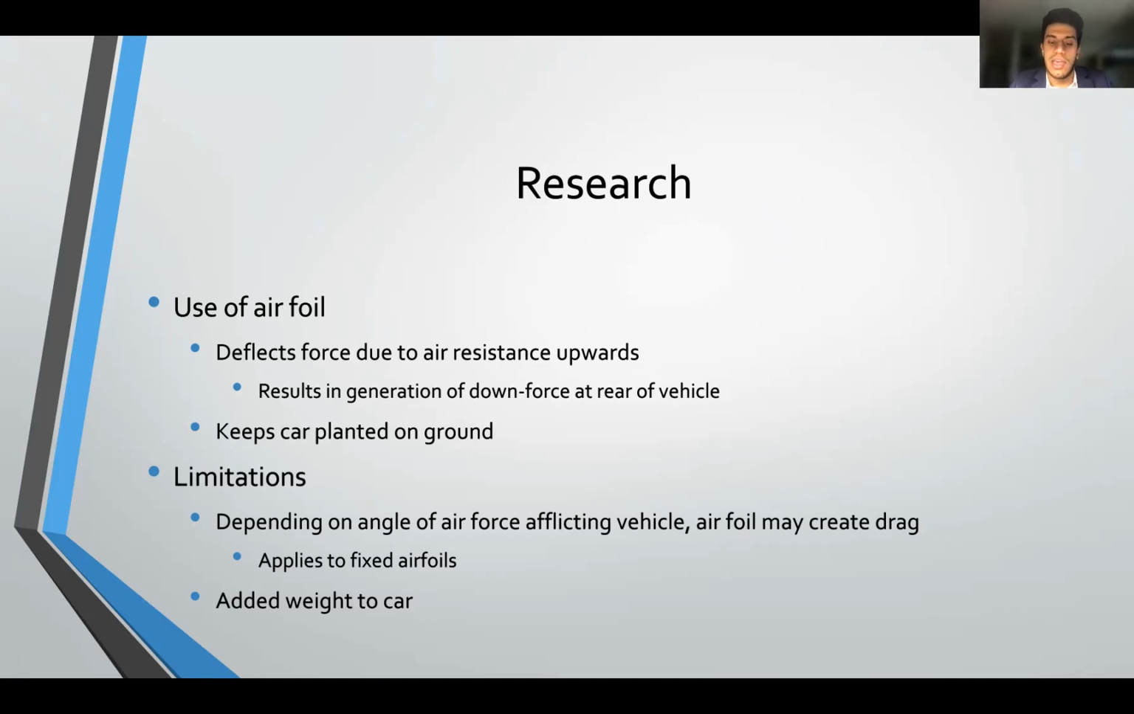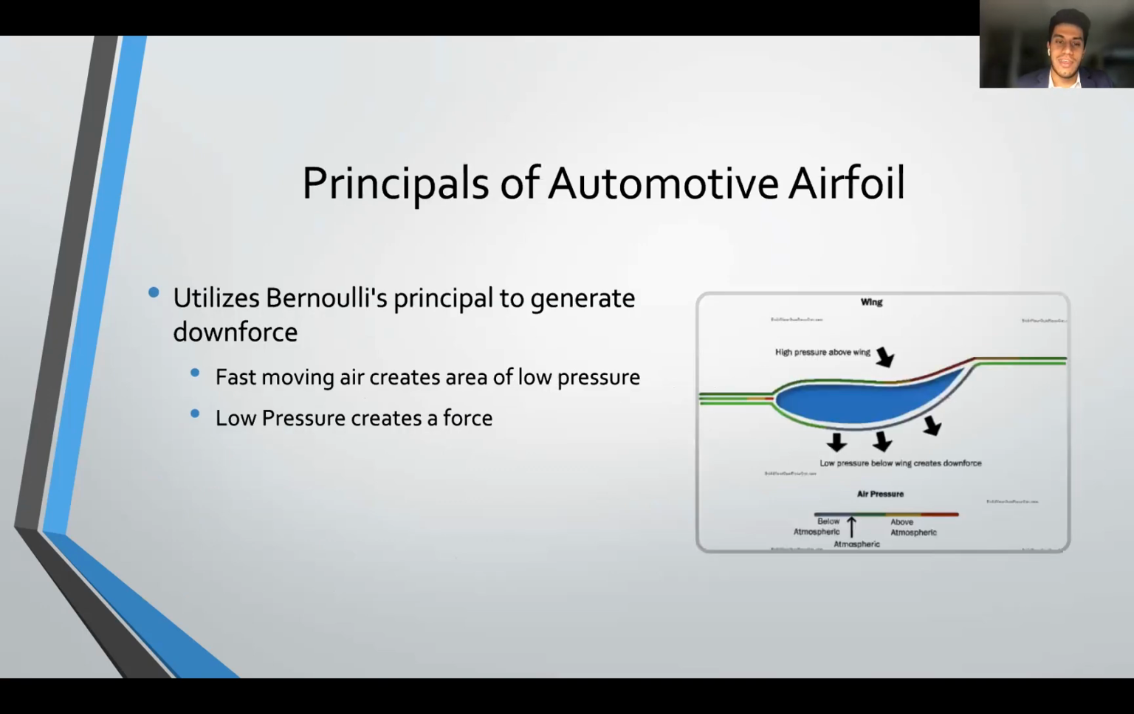Limitations: depending on the angle of the air force affecting the vehicle, the airfoil may create drag, and this applies to fixed airfoils. It also adds weight to the car, which slows it down, and in a race, we want to be faster.